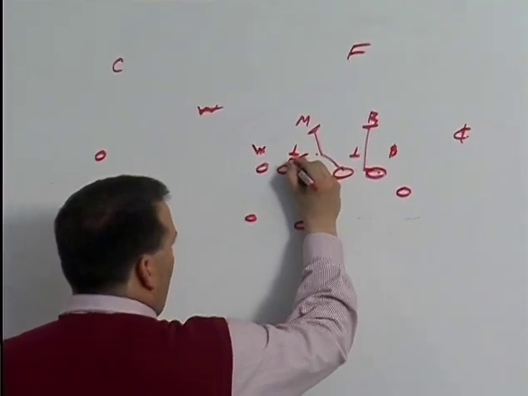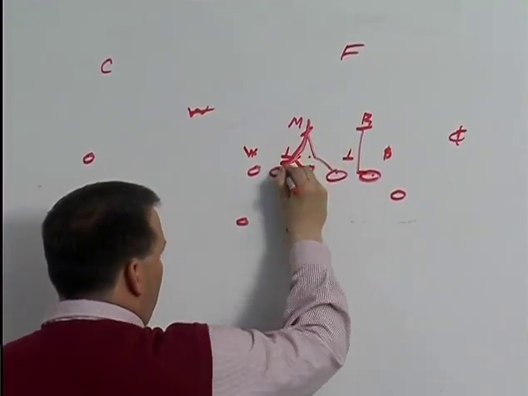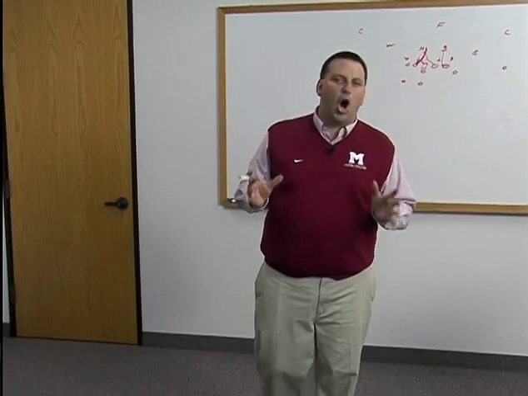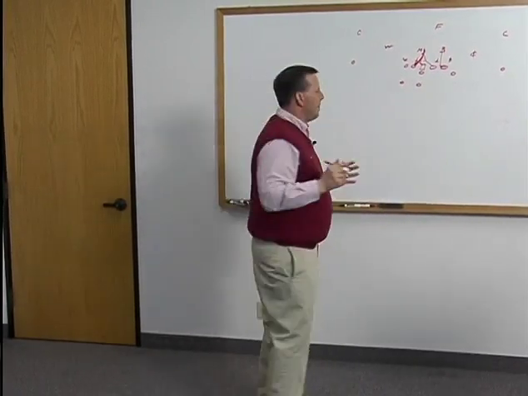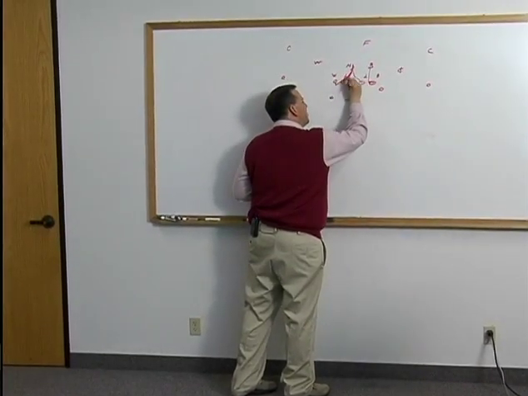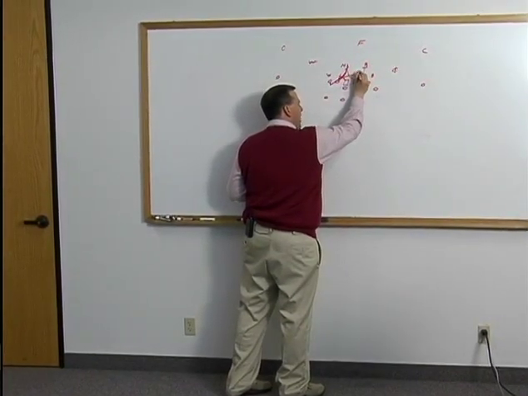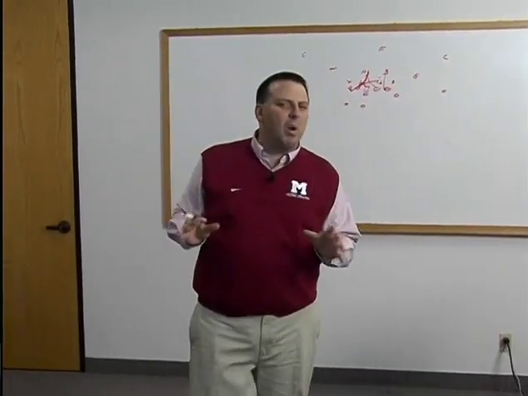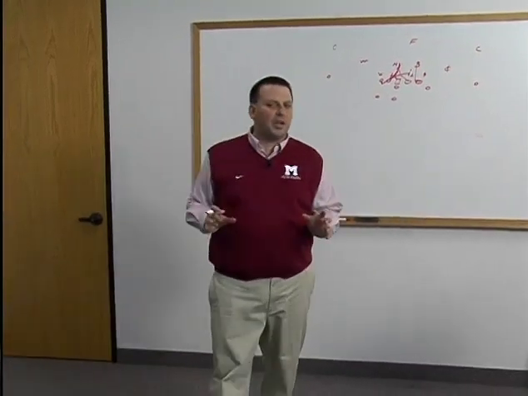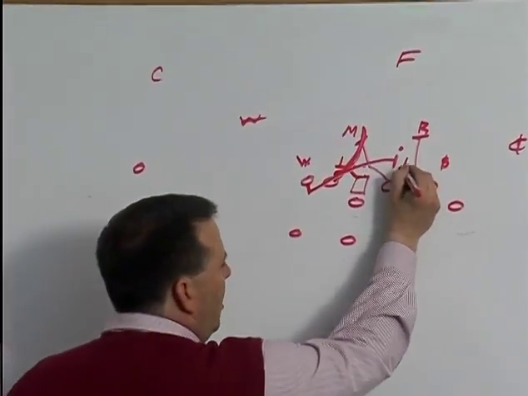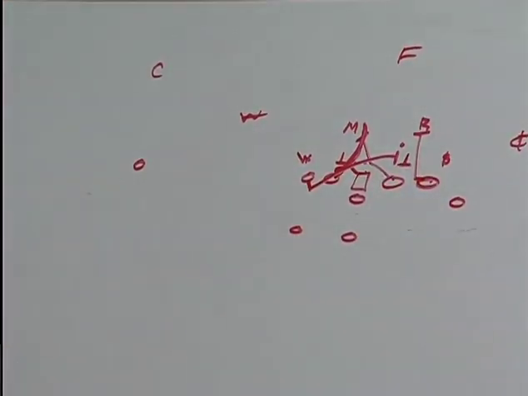What we've done is we've created walls, just like we did in the regular trap. And what we want to do is create lanes off those walls for our ball carrier. Our tackle will pull 90 degrees to drop step to trap the defensive tackle. We want him to work inside out, just like the guard did in 40 and 41 trap, and trap the defensive tackle.